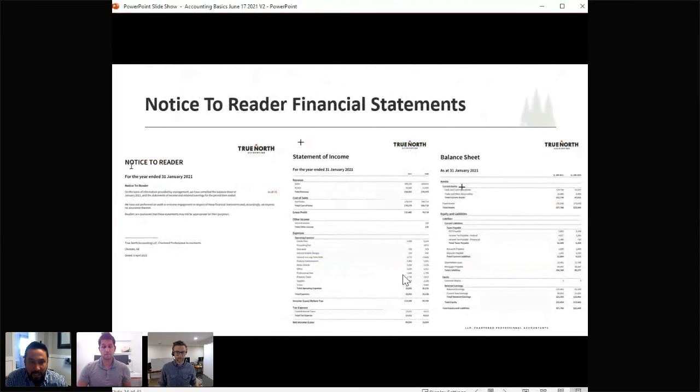And here's a quick snapshot. They're all mini, but you can get an idea. If you've seen financial statements from us, you've probably seen something that looks very similar. So notice to reader report, income statement, balance sheet, containing the total of that fiscal year.